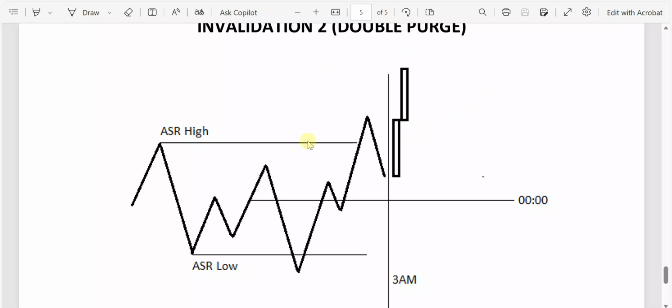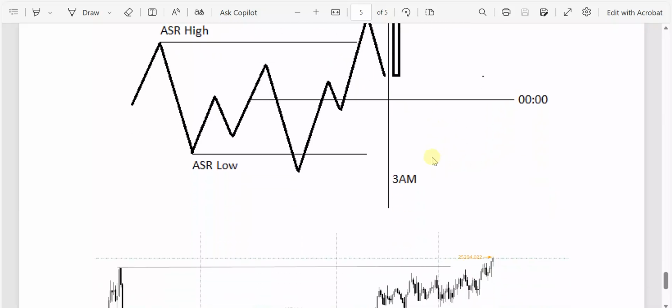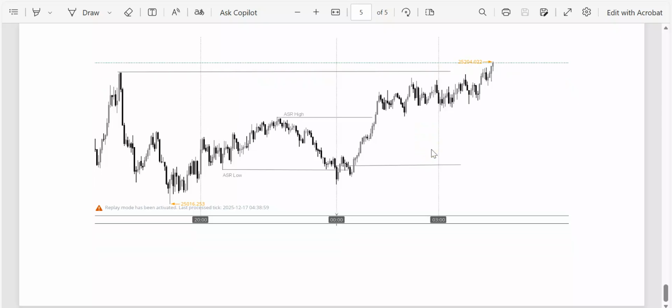So I would invalidate this setup here. So take note of that. You can see the illustration. I think this was on the 17th. Yeah, 17th of December. You can see price took out the Asian low. Then again, it took out the Asian high. So here you wouldn't be comfortable. So usually in such kind of environments I would invalidate such a setup. So you can take note of that.